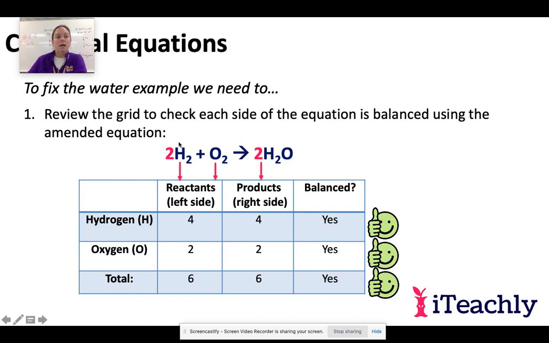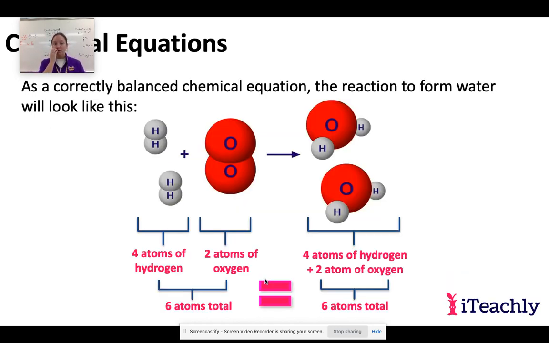So now let's look. I have 2 times 2 equals 4. That's good. Over here, 2 times 2, that equals 4. Check. Oxygen, 2, 2, 2, 2. That's good. So let's look at my total. So I have 4 and 2, that's 6. Okay, 4 and 2, that's 6. So notice my reaction is now balanced. So let's try another one. Let's look at this visually, how this would look.